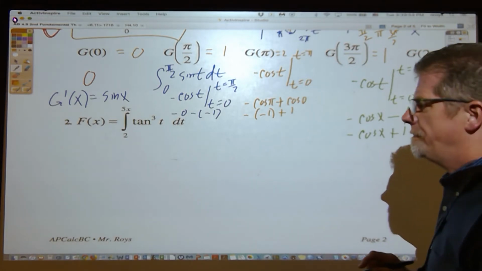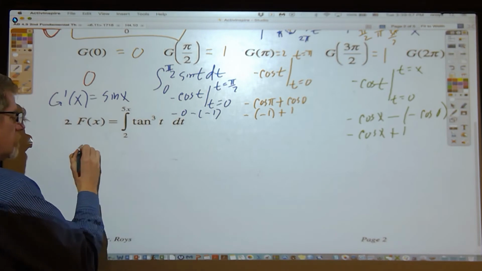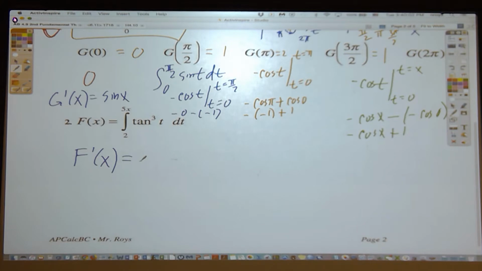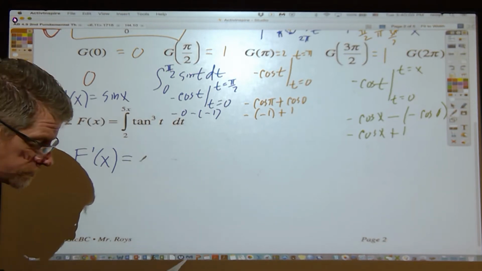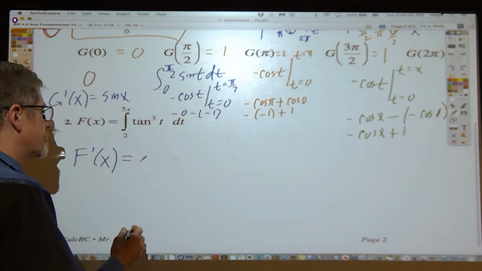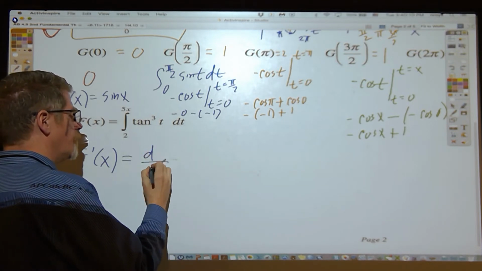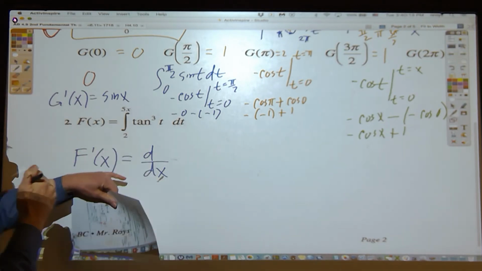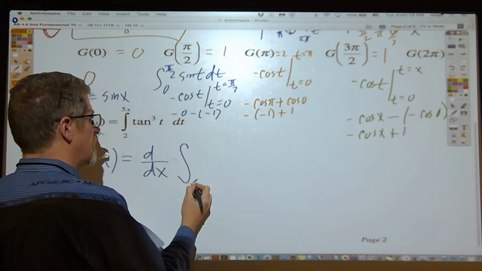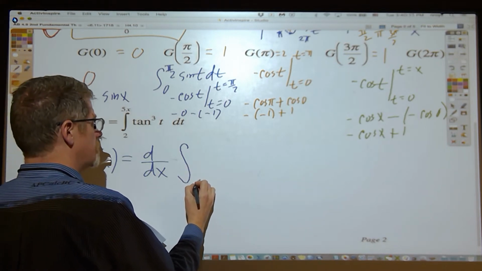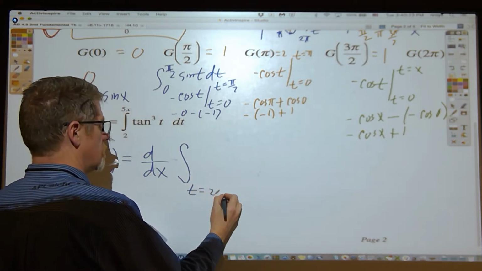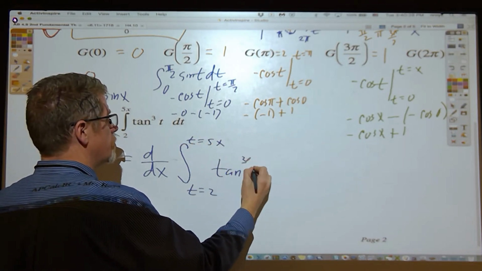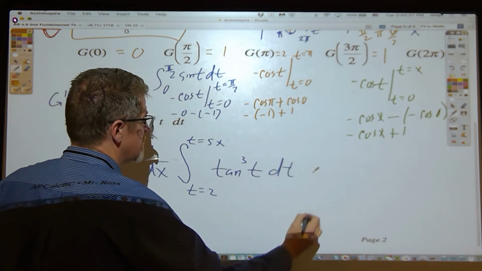So here we go. Here's what I recommend you do when you're trying to find capital F prime of x. First of all, show your work by writing the derivative with respect to x of this function. It's the derivative with respect to x of the definite integral from t equals 2 to t equals 5x of tangent cubed t dt.